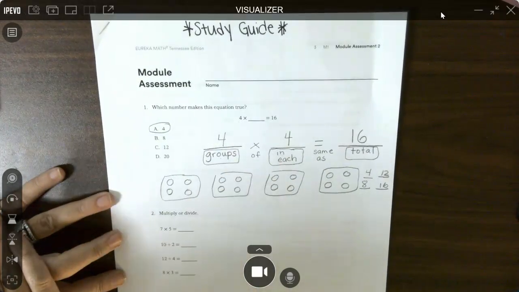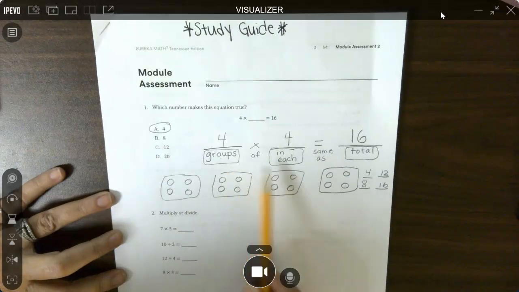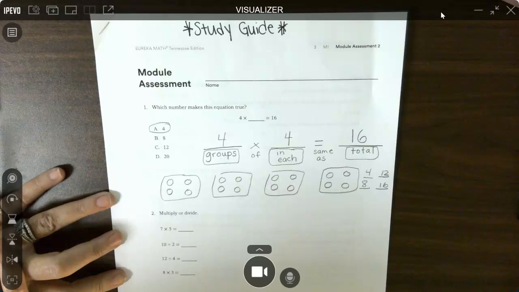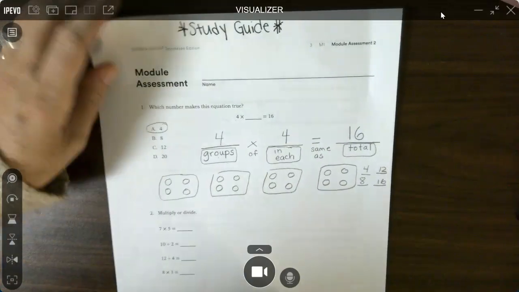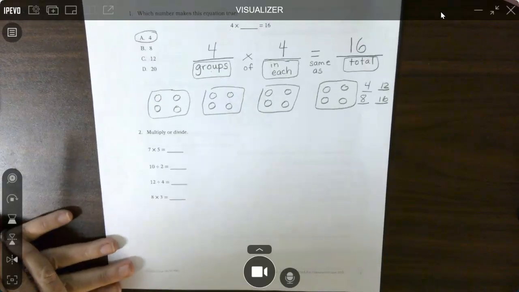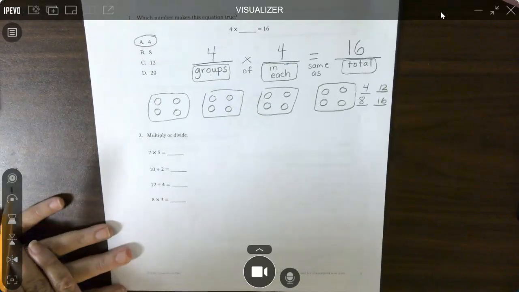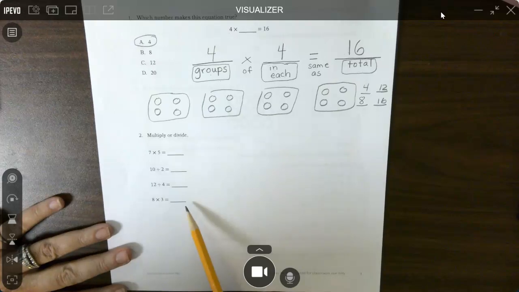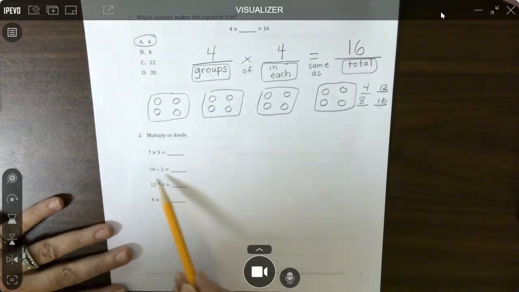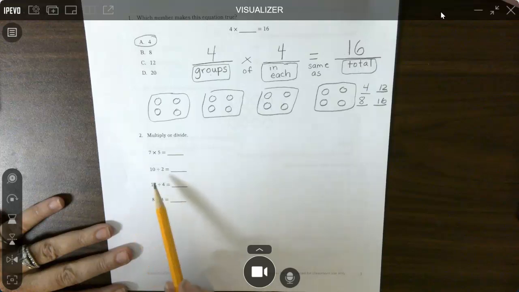At this point in 3rd grade, we are not expecting students to have multiplication facts memorized. We want them to understand how to find an answer based on the parts that make up a multiplication equation. Okay, down here we have some multiplication and division. The same thing holds true. We don't expect students to know these by heart. Instead, we want them to understand what these operations are asking them to do.